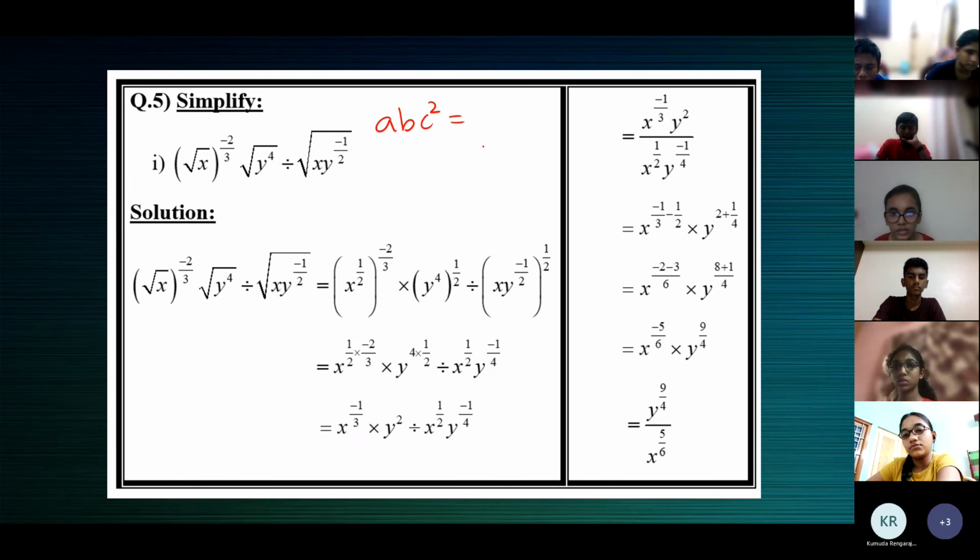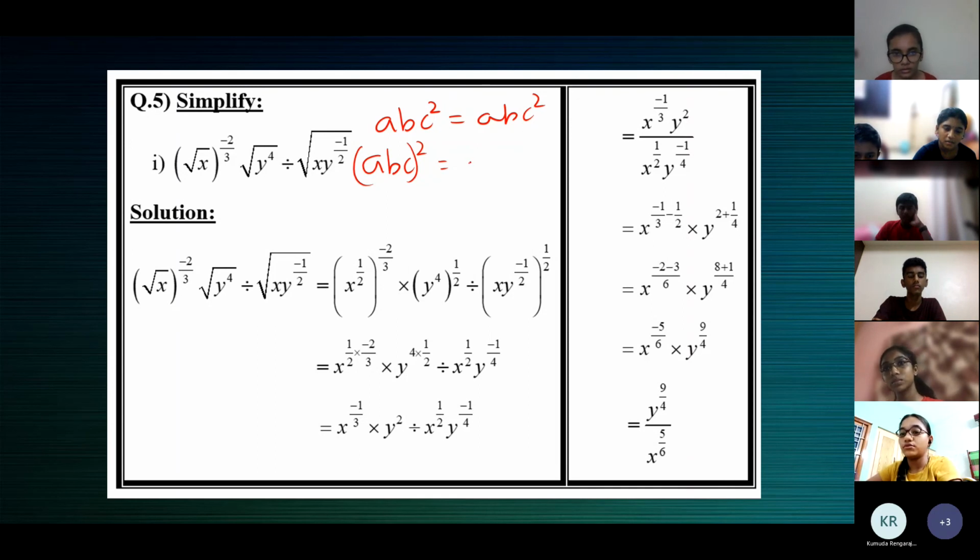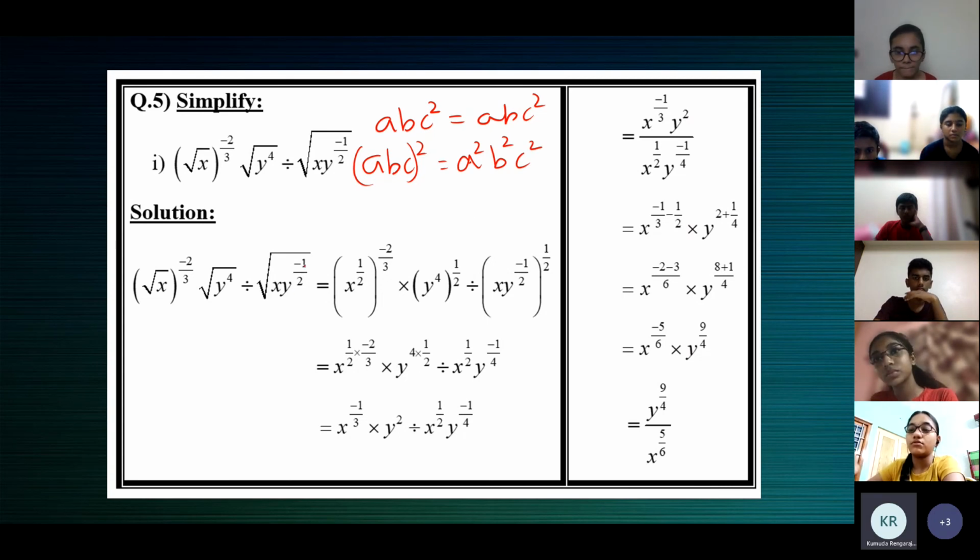A into b into c into c. So that means it is ab c square only, right? Yes, ma'am. Correct. What is abc the whole square? Ma'am, that is a into a into b into b into c into c. So the final answer? A square, b square, c square. That's a difference. So here you should watch out. This power minus 1 by 2 is only for y. It is not for x.